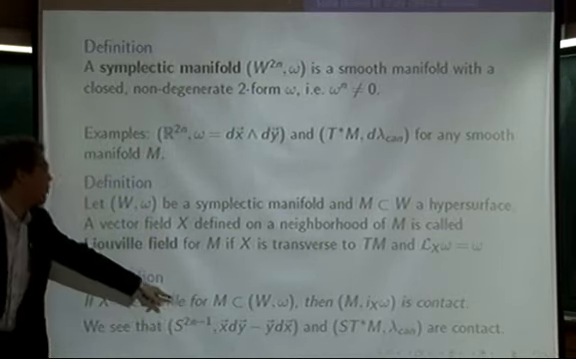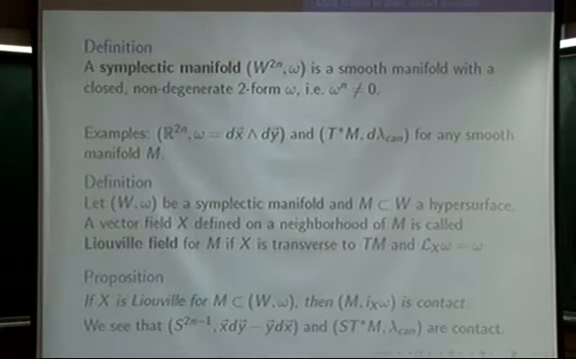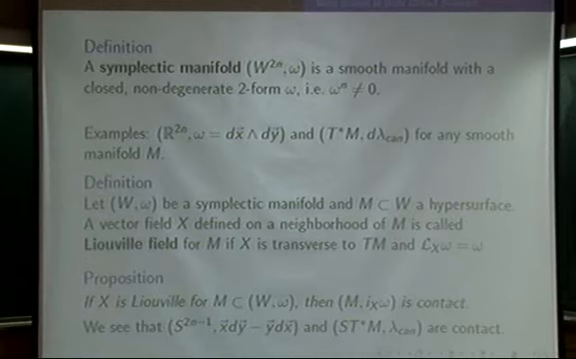So in the case of S^{2n-1} in R^{2n}, the Liouville vector field is just a radially outward pointing vector field. And you need to normalize it to make sure that this condition works. And similarly, unit cotangent bundles inside the cotangent bundle are also almost always contact. So that gives us lots of examples.